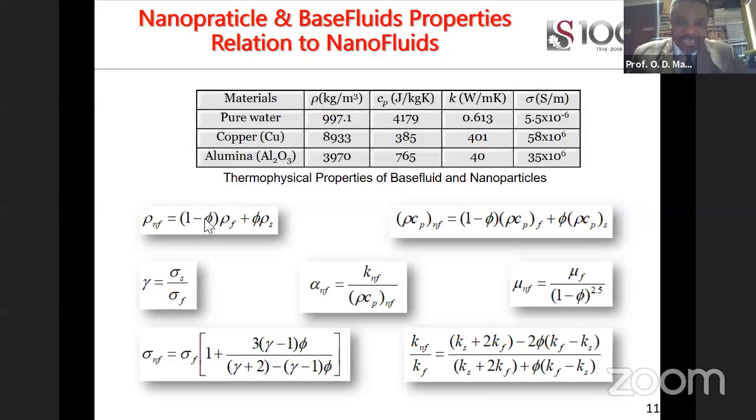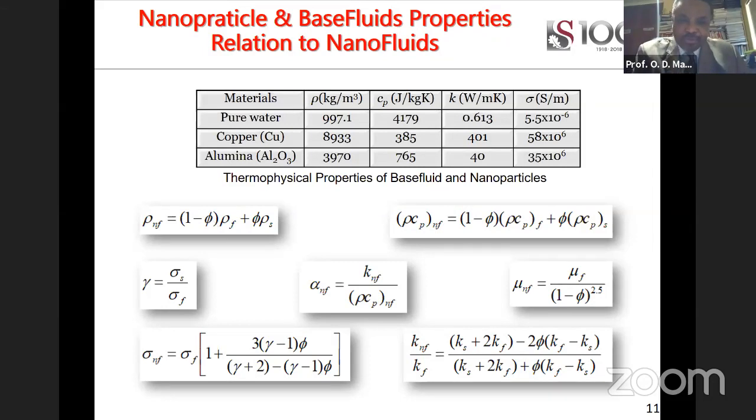If φ is 0, this part will be 0. You have ρ_F. And ρ_F here means you only have base fluid. This gives you the density of the base fluid. That means your fluid will only be base, no nanoparticle. If φ is 1, this part will be 0. You only have nanoparticle. So to combine the two, you just need φ to be small.